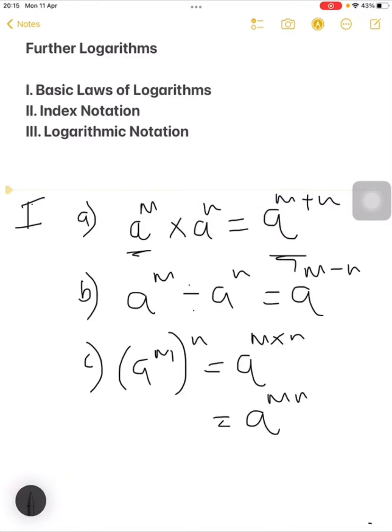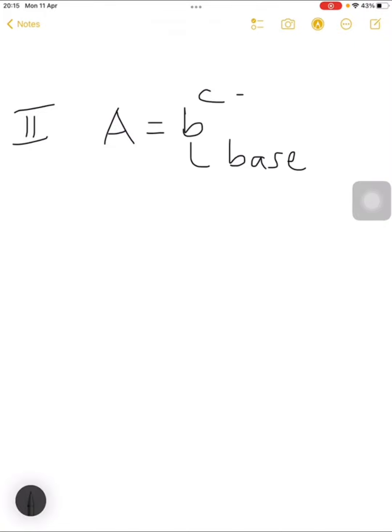Then number two, on the index notation, whenever you have, let's say, a is equal to b power c, this b we refer to as your base, and c is your index or your power. And this kind of expression is the one that we call index notation.